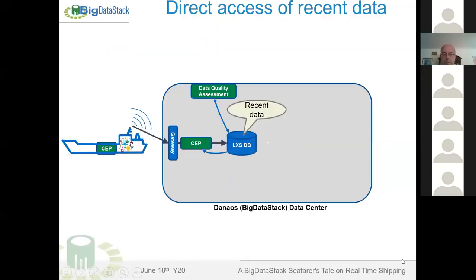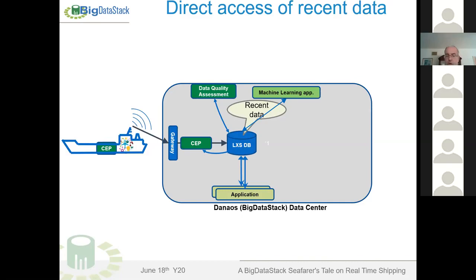So the first component which taps on the recent data in the Lean Scale database is the data quality assessment. The data quality assessment will be described in a few minutes. The second one are the machine learning programs, whose goal is to detect possible and probable breakage in the engine. And finally, we have applications such as the Danaus UI, which are also retrieving data from the database. So this is for the recent data.